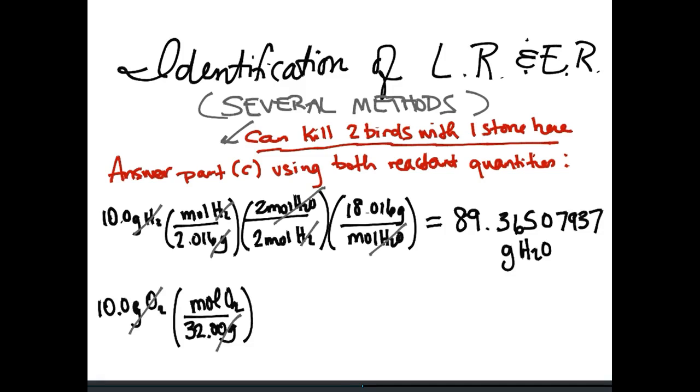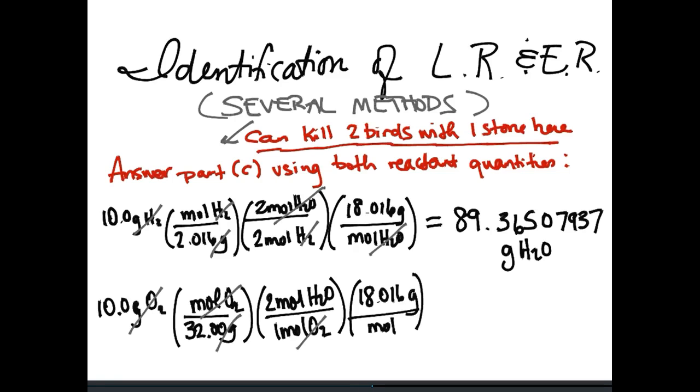We're going to do the same thing using 10 grams of oxygen as the reactant mass. Convert to moles of oxygen, convert to moles of water, convert to grams of water, and then we're going to have an answer there, 11.26 grams. So we've answered the same question, part C, using both reactant quantities. And then we're going to look at our answers.